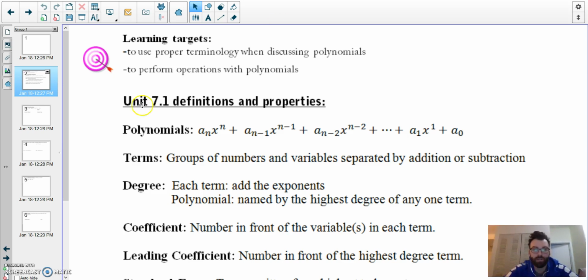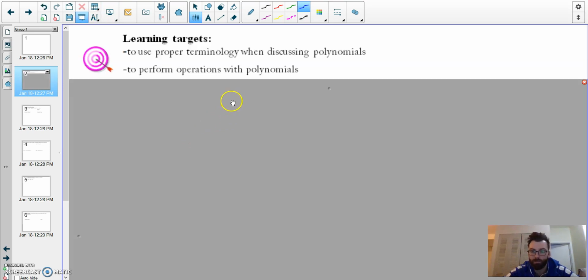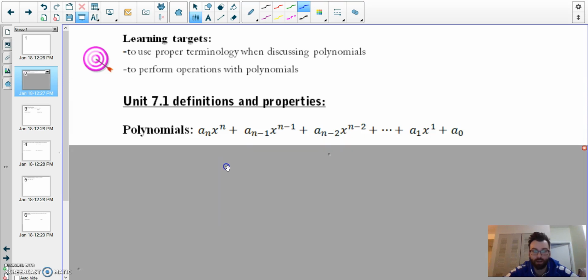Okay, here we go. So today we are talking about polynomials. Now, polynomials are something that you have learned about since your second year algebra course. Okay, this is a brief little review. We're just going to talk about some definitions of some words, and then we're going to perform operations with polynomials like adding and subtracting polynomials. Okay, so polynomials look to be in this sort of form.